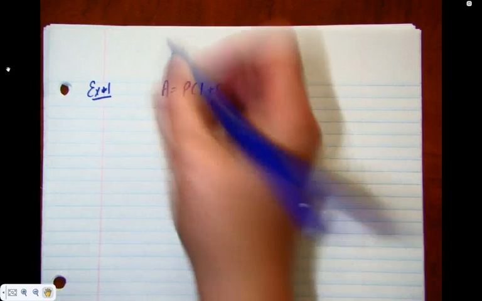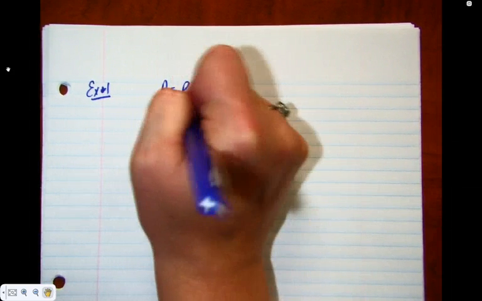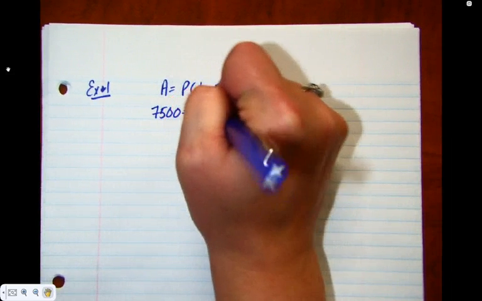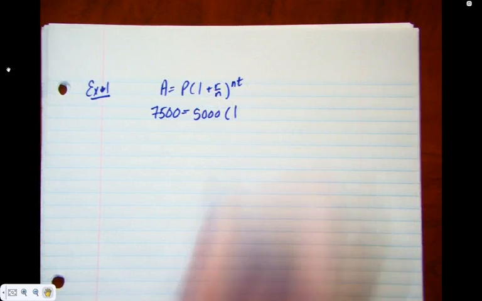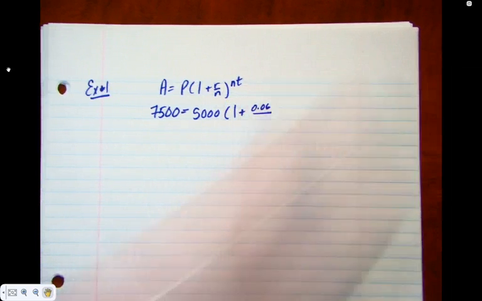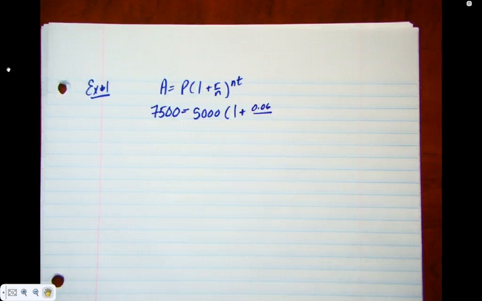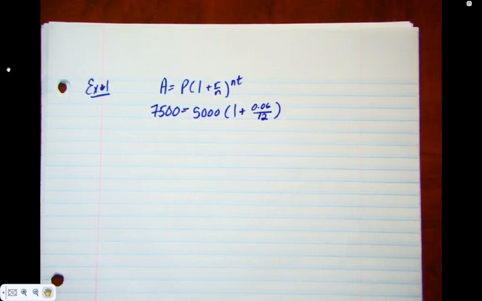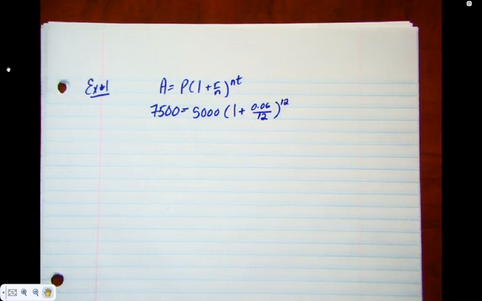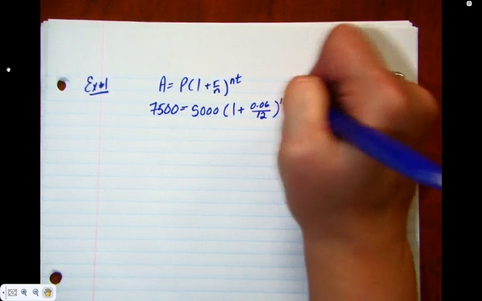Okay, let's fill in what we know. We know the A value is 7,500. We know the P value is 5,000. The 1 is a 1. Perfect, so we need to change 6% into a decimal. How do you change a percent to a decimal? Divide by 100, move the decimal 2 times, so 0.06. N is equal to 12, because they've told you it's compounded monthly. The N under the R and the N in the exponent are exactly the same, so the N in the exponent is also going to be 12. T is what I don't know.